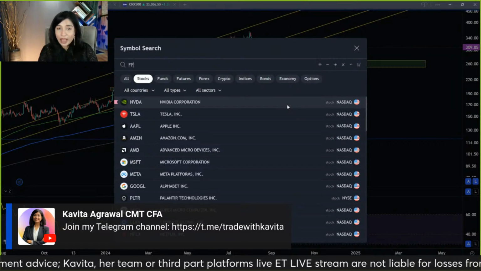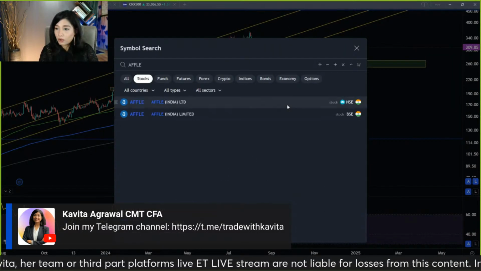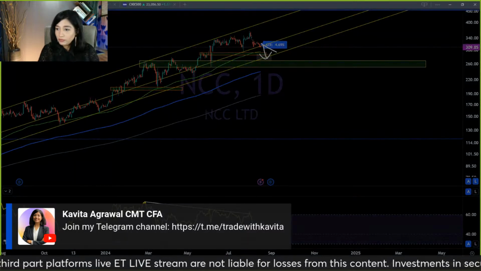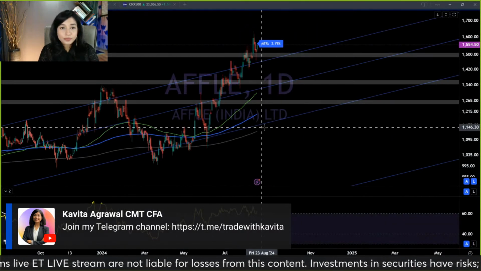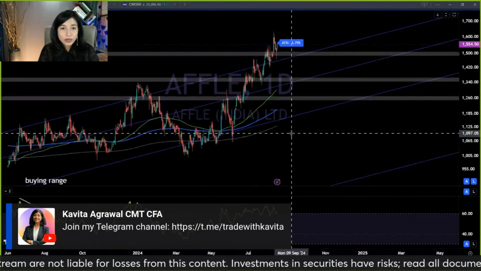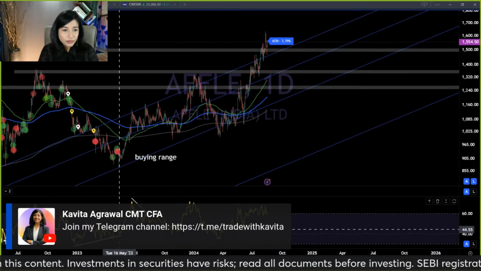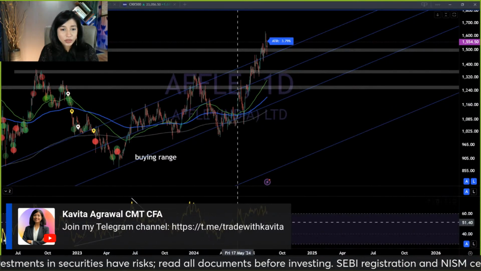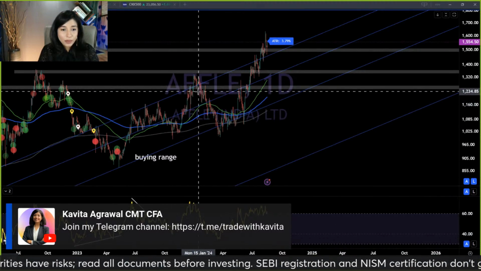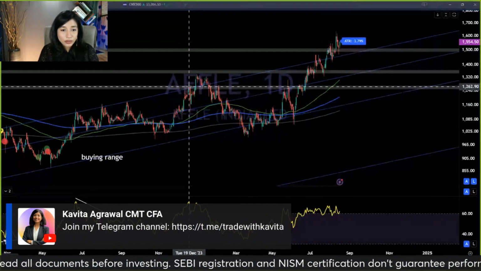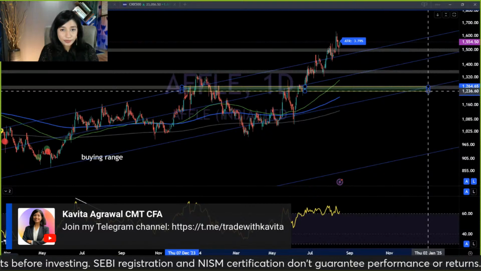Let's take a look at Affle next for Satvik. So again, very strong IT stock, this one, and positive divergence was registered. Stock started to move up strongly. Over here, I can see the momentum topped out.